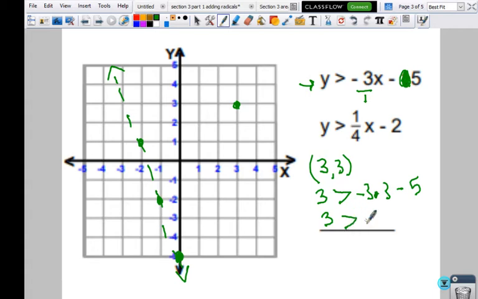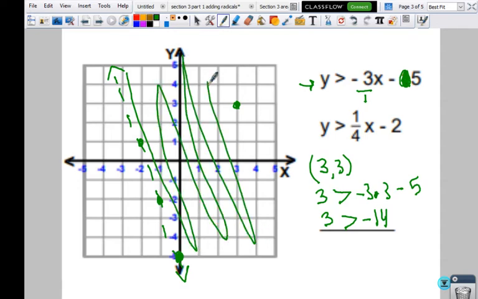So we get 3 is greater than negative 14. Is that true, Alex? Yes, that's true. 3 is bigger than negative 14. So I'm going to shade my true side like this. Yeah, good enough. Alright, let's go.